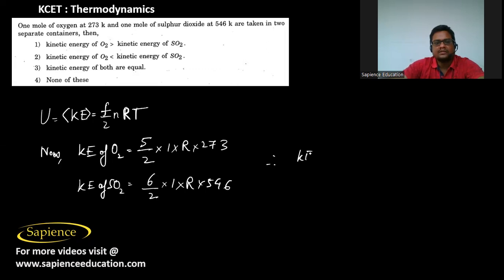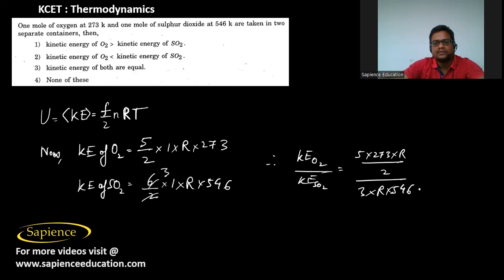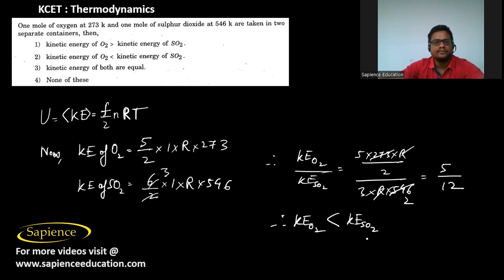Now, the kinetic energy for oxygen divided by the kinetic energy for SO2 will be equal to 5 into 273 into R by 2, divided by 3 into R into 546. So R and R get cancelled, and 273 into 2 is 546. So this will be equal to 5 by 12. Therefore, the kinetic energy of oxygen is less than the kinetic energy of sulfur dioxide. So option 2 is the correct answer.